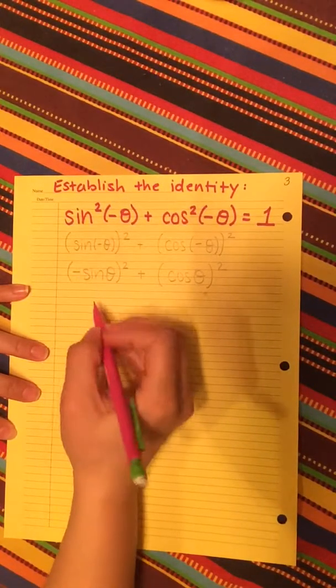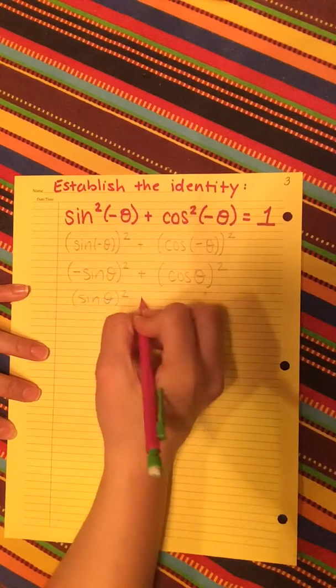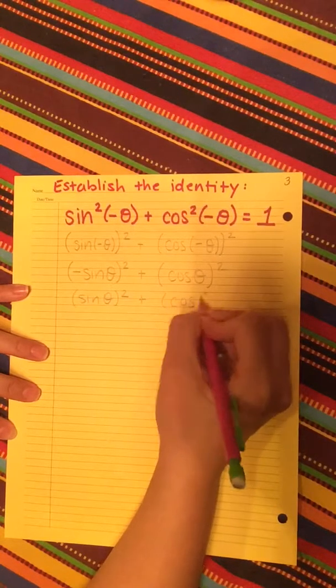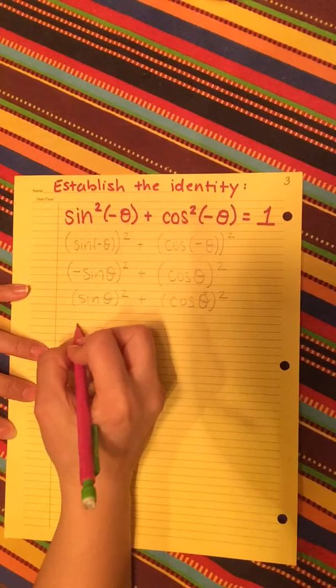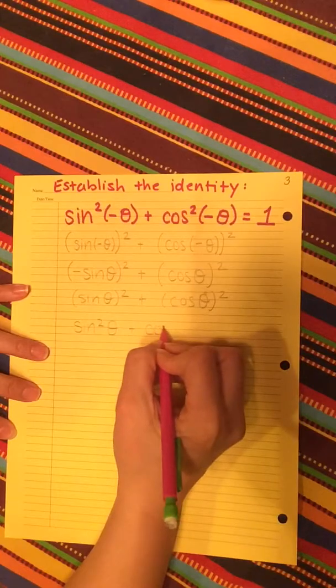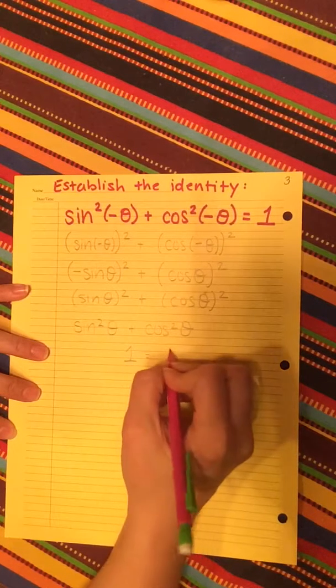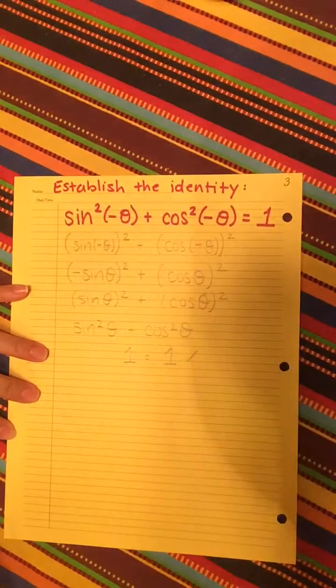Cosine of a negative angle measure, the negative drops away, so this is just cosine of theta squared. When you square a negative, it becomes positive. So this is the same thing as just saying sine of theta squared. And we'll just write this as cosine of theta squared, which we can then write as sine squared of theta plus cosine squared of theta. Fundamental trig identity, we know that's 1, which is what we wanted to prove it to equal.